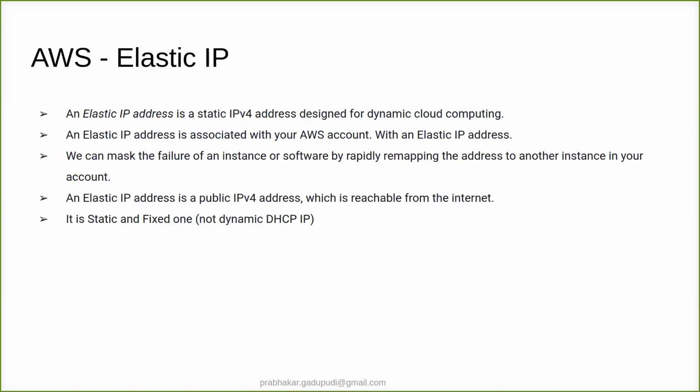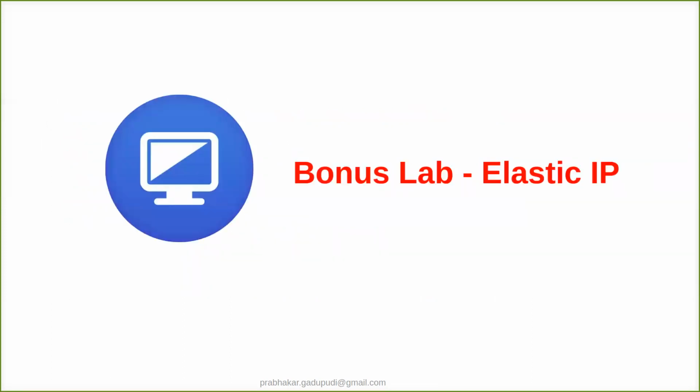It is a fixed address, and even if you reboot your EC2 instance, the IP address will not change. If it is a dynamic IP, then on every reboot it may change the IP address and the public DNS entry. So let's go to the lab. How can we work with Elastic IP addresses?